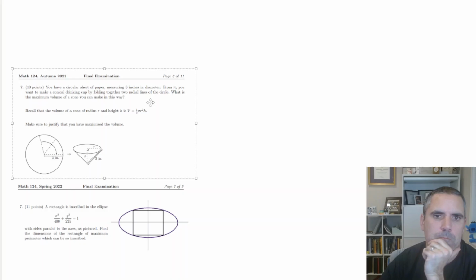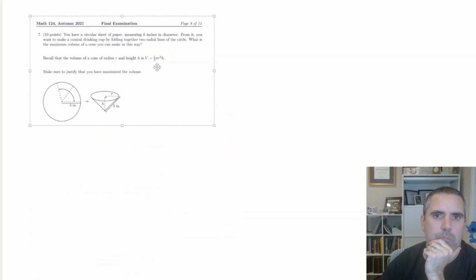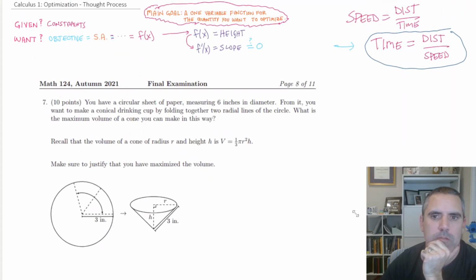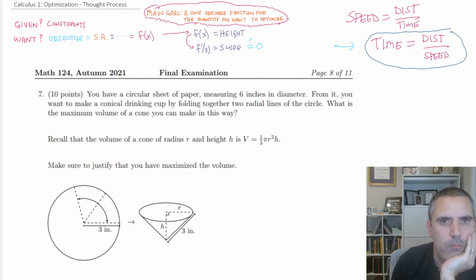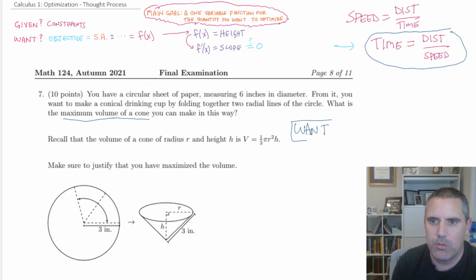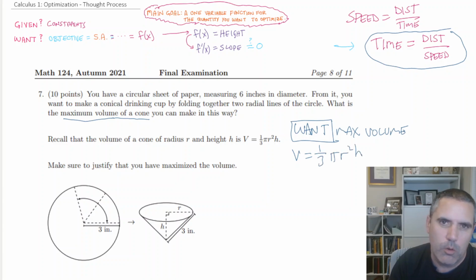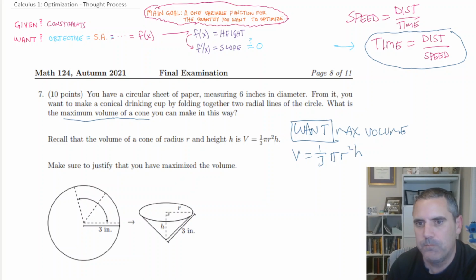Here's another one. What are we optimizing? Volume. You can see now you can kind of skip right to it. Volume of a cone. What is the maximum volume of a cone you can make? So what we want, oh, and they even told us the formula. We want maximum volume, and we know volume is this. And we know our overarching goal is to make that a one variable function.